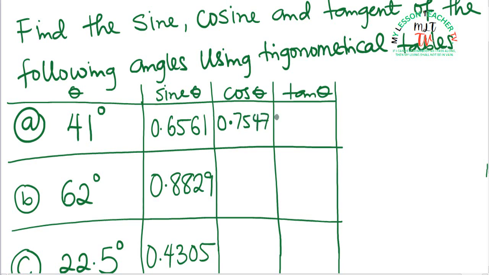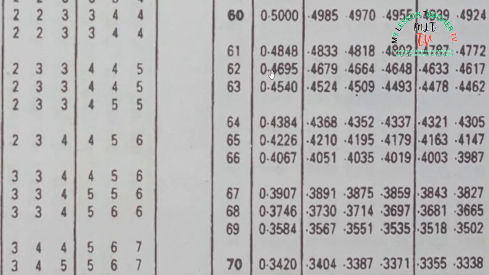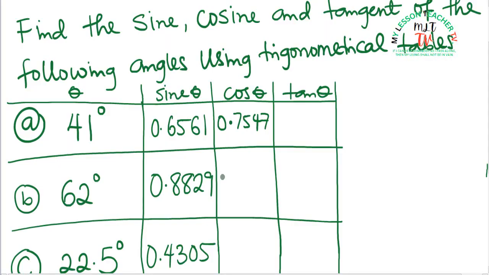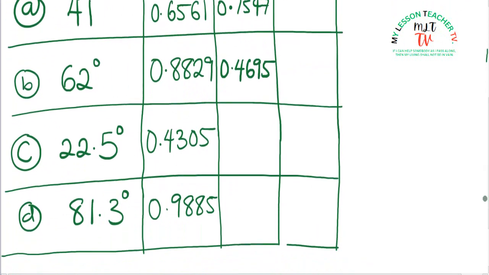We shall then look for the cosine for angle 62 degrees. Going back there, for angle 62 degrees, we have it here, which is 0.4695.